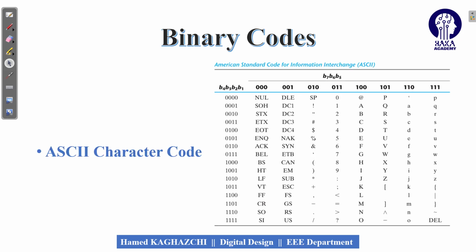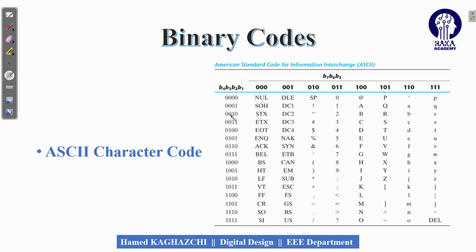So for this reason we can say that using these 7 bits we can represent all of these symbols. Here you can see all of the 128 symbols and alphabets, which you can represent using 7 bits. How can we represent a symbol using this table?